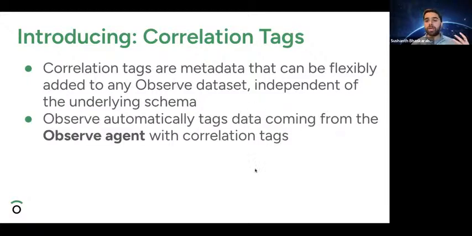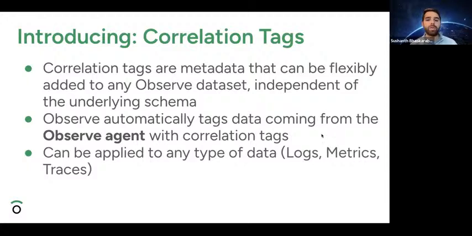Now, if you're using our Observe agent, Observe will automatically tag data that's coming in to make sure that it's connected to all of the other telemetry in your system. But in the scenario where, let's say, you have some custom data that you want to start sending to Observe, correlation tags can be applied to that very easily through the UI, which I'll show you in a second.